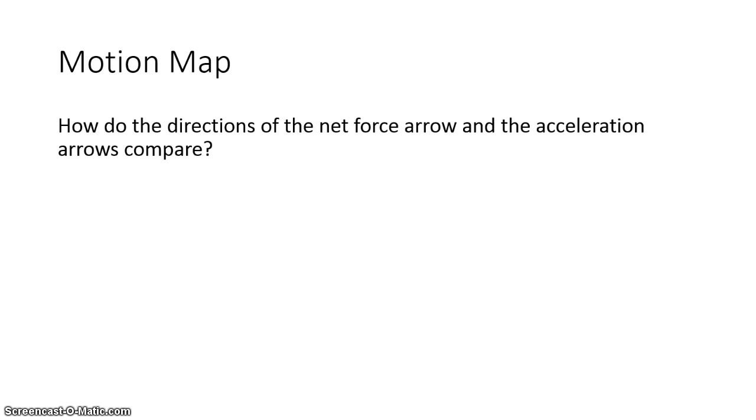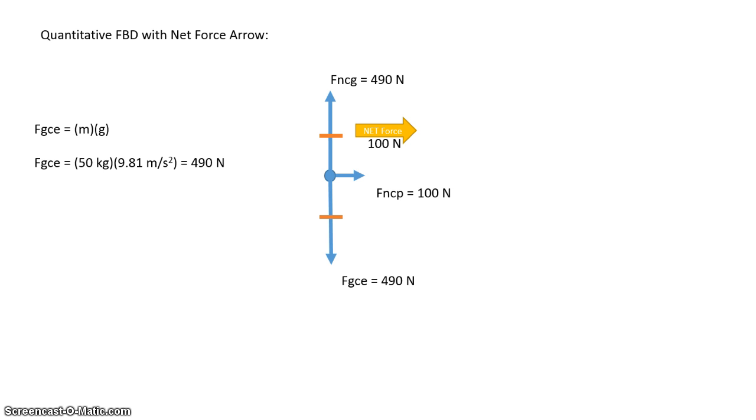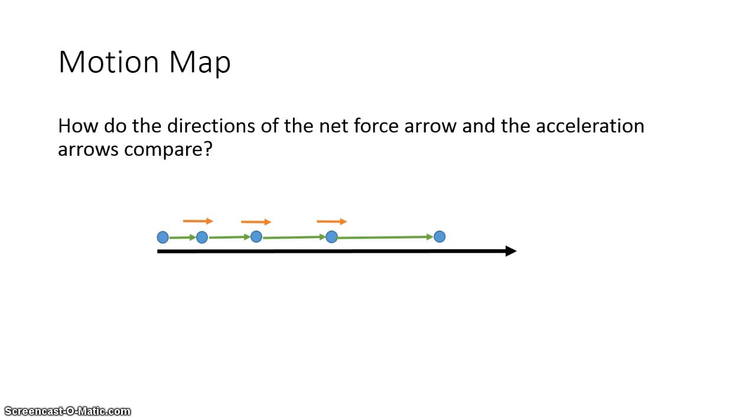All right, how does the motion map look? Here's our position bar. 0 second dot, first second, third second, 5 seconds. See how they're slowly getting farther apart because it's increasing in velocity, and the green are the velocity arrows here. And it's accelerating in the same direction as velocity because we're increasing velocity. Orange arrows are acceleration. And how do the net force arrow and the acceleration arrows compare? Well, they're going in the same direction. They're both going forward to the right.